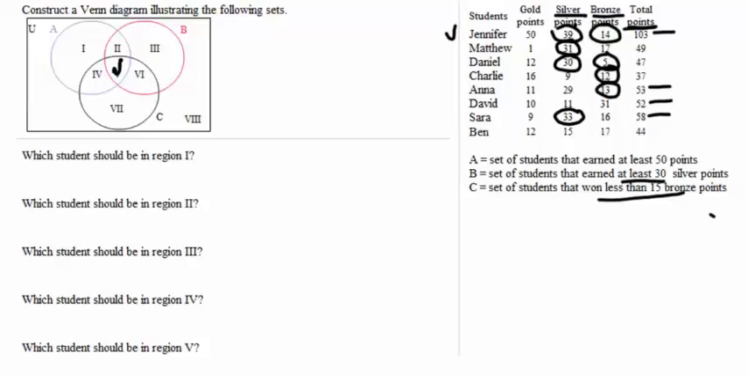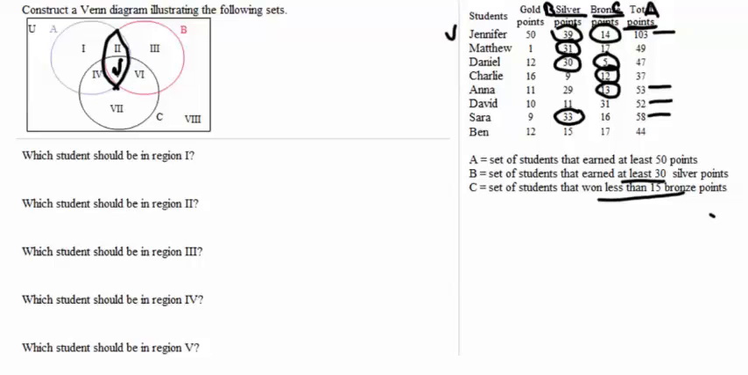Then we work out to the intersection of 2 sets at a time. If I want to find the intersection of A and B, where A and B overlap is like this upward football-shaped set, which has regions 2 and 5 in it. A is the at least 50 points, and B would be those that have at least 30 silver points. I'm going to put a B and a C up here to help us later on.